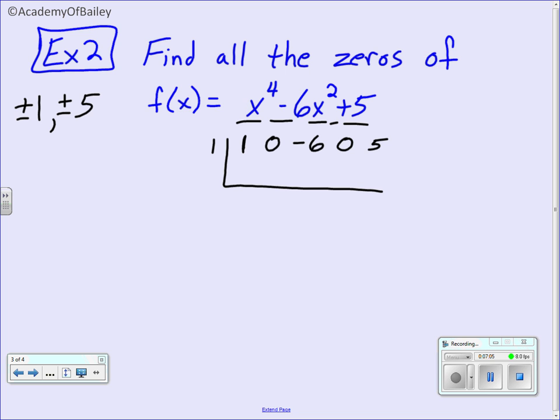To do synthetic division, let's go. Drop down your 1. 1 times 1 is 1. Add them up. 1 times 1 is 1. Add them up. 1 times negative 5 is negative 5. Add them up. And 1 times negative 5 is negative 5. And we have a Yahtzee. Oh my, look at that. That is beautiful. X equals 1.